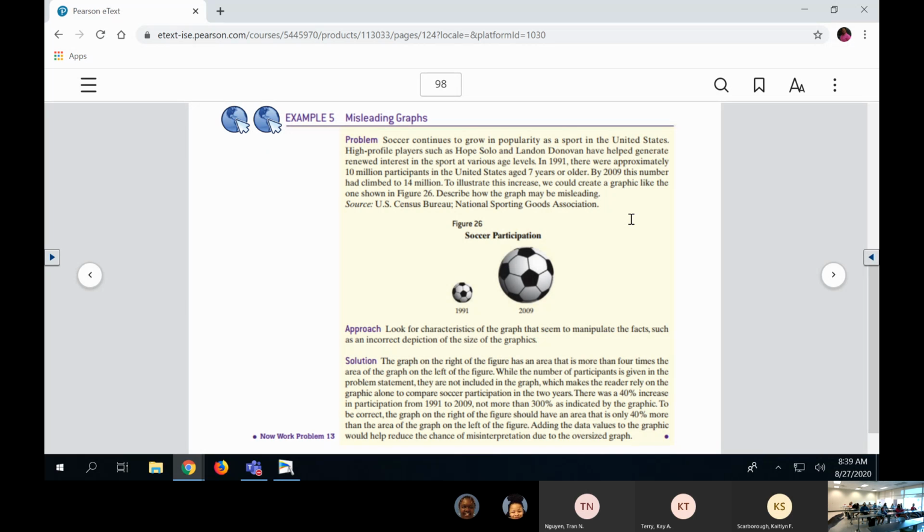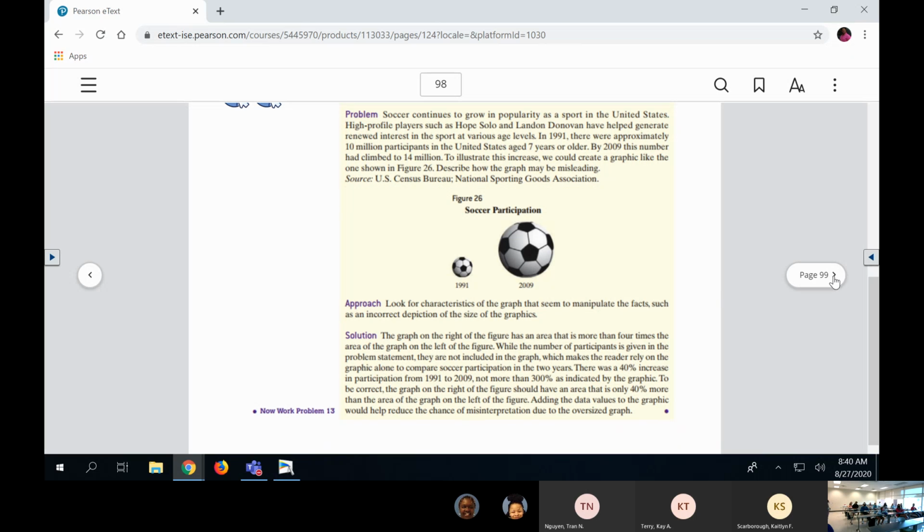Now, first of all, I need to say this because some people, this is in the book. I didn't make this up, people, okay? This is in the book. This is out there. I didn't make this up. That's all I'm going to say. Next.